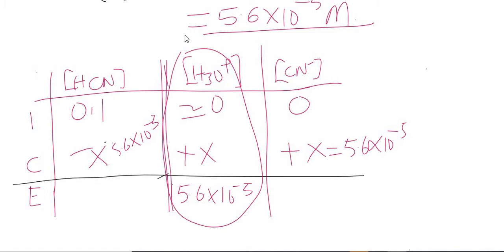And here we're going to have 0.1 minus 5.6 times 10 to the negative 5, so this is going to be 5.6 times 10 to the negative 5.